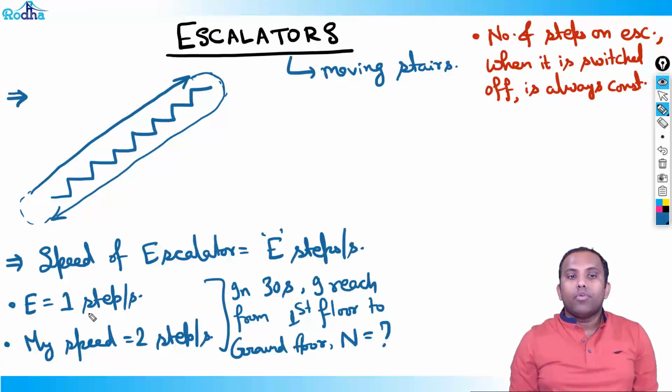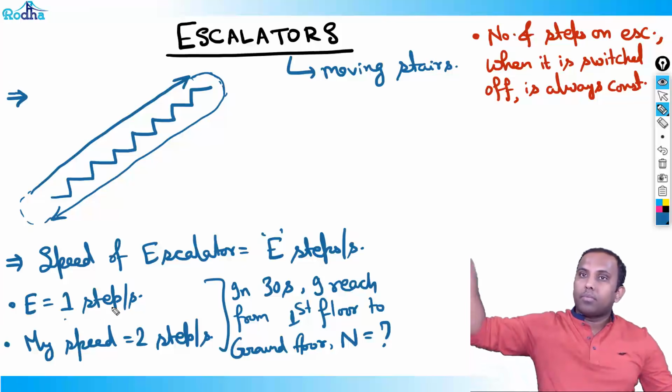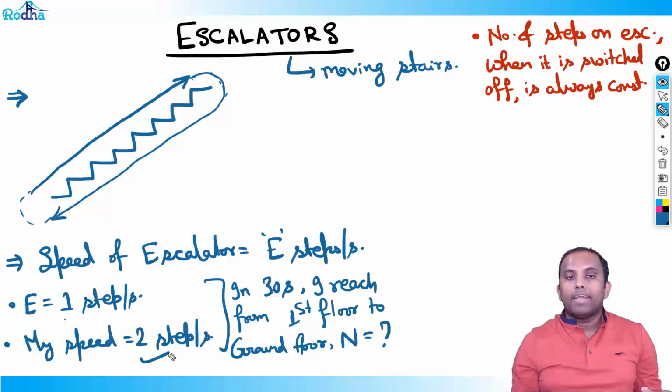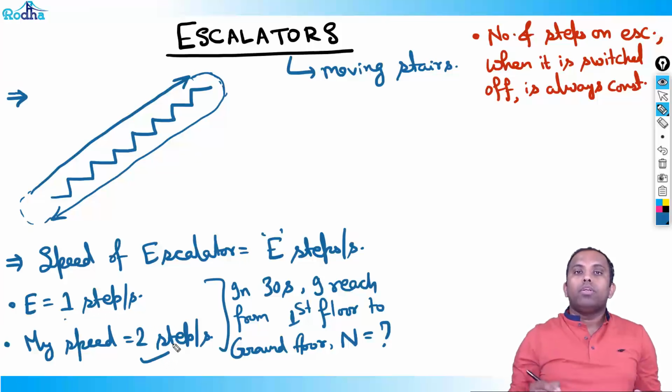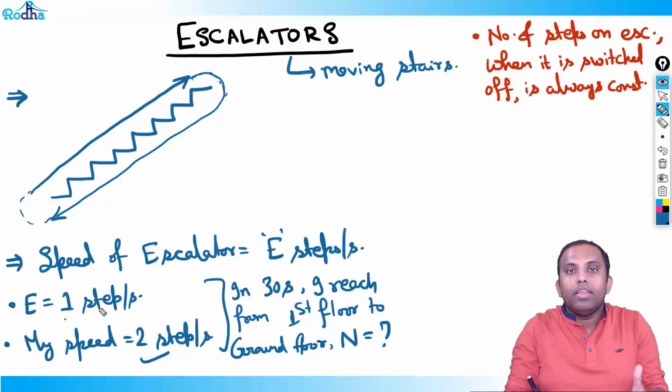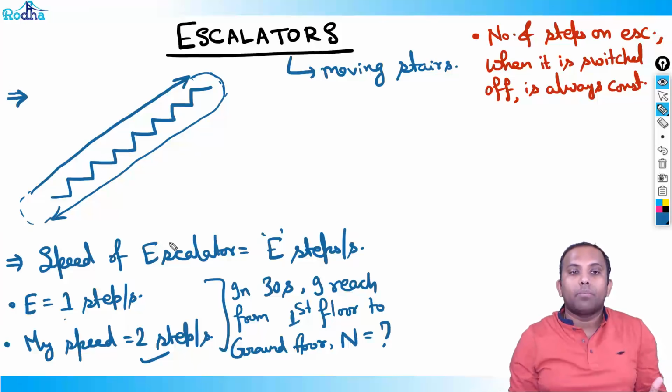So if E is 1 step per second and my speed is 2 steps per second, and the escalator is coming down, what does this line mean? My speed is 2 steps per second. So when you're going down the escalator, sometimes we tend to move fast, so we try to jump steps. We try to run on the escalator. That is my speed, right? Because if I just go and stand still on the escalator, then I will simply go down at the speed of the escalator, that is at 1 step per second.